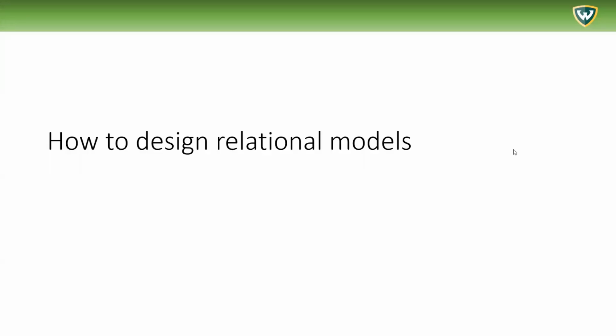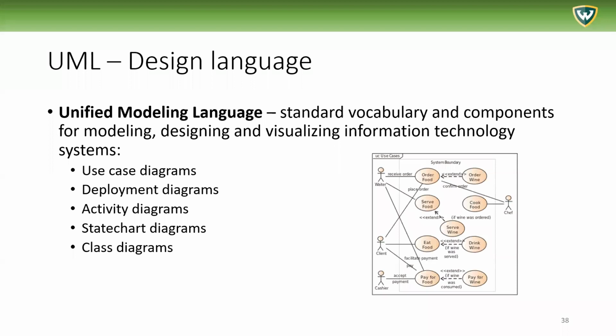How to design relational models. UML, the design language. UML stands for Unified Modeling Language, and this is a standard vocabulary and components for modeling, designing, and visualizing information technology systems. It's a language, but it's a visual language of design.